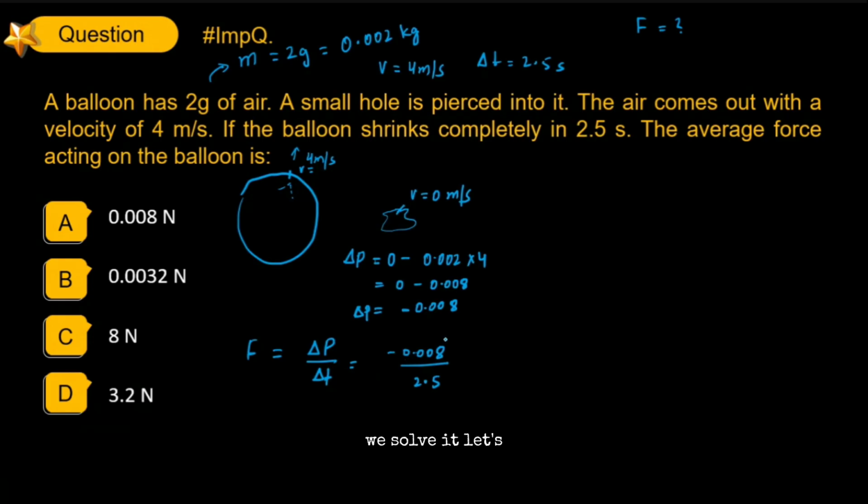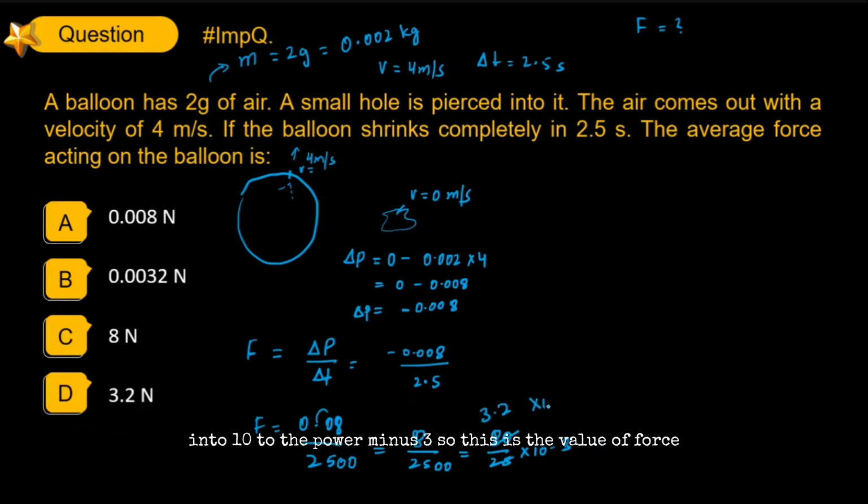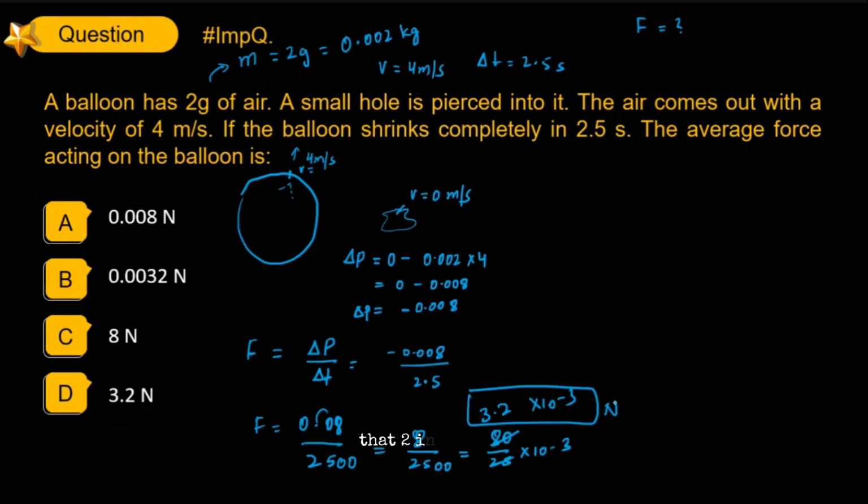So we solve it, let's say. 0.008 by 2.5. This is going to be, I would say, 80 by 25 into 10 to the power minus 3. This is roughly around 3.2 into 10 to the power minus 3. So this is the value of force, in newtons.